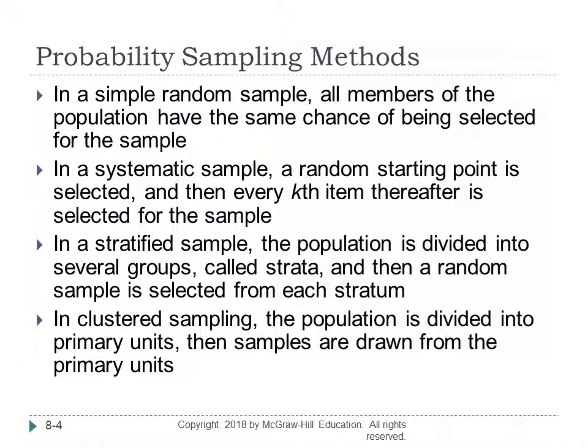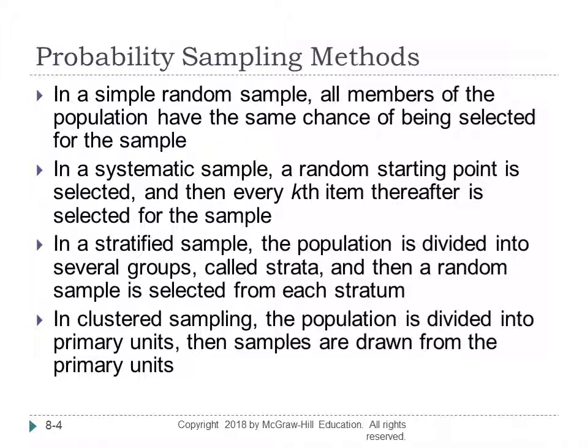There is 4 types that we will consider, 4 different methods of sampling. The first type is called simple random sample. Here, all members of the population have the same chance of being selected for the sample, and we will see examples of each type. The second type is systematic sample. A random starting point is selected, and then every kth item thereafter is selected for the sample.